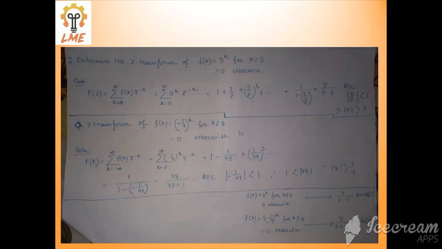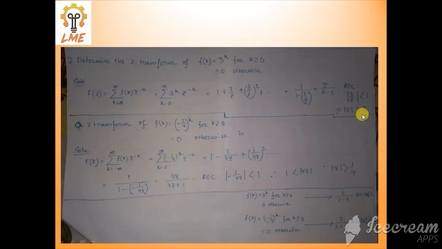All these things I have discussed in my previous lecture. So the ROC of this z transform is mod z greater than 3. It means you can directly say the z transform of f(k) equal to 3 to the power k for k greater than or equal to 0 is z by z minus 3, and it is only valid when the ROC is mod z greater than 3.